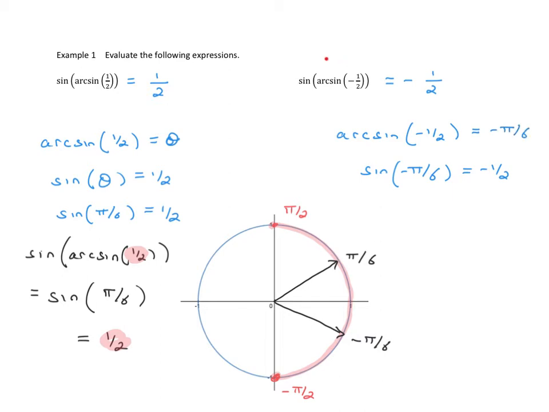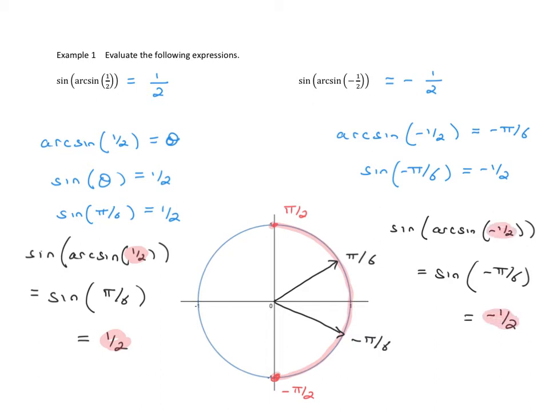If we now use this back in the original expression, let's see what happens. We have sine of arcsine of negative 1/2. Well, that's sine of negative pi over 6, but we already decided that sine of negative pi over 6 was negative 1/2. Same thing happens. We started with negative 1/2, and that's what we ended up with.